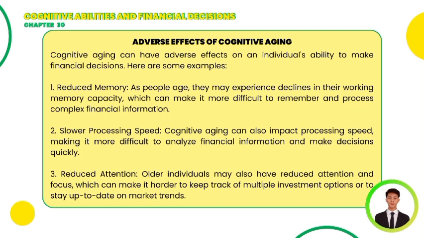Second is slower processing speed. Cognitive aging can also impact processing speed, making it more difficult to analyze financial information and make decisions quickly. This can lead to missed opportunities and delayed reactions to market changes. Third is reduced attention. Older individuals may have reduced attention and focus, which can make it harder to keep track of multiple investment options or to stay up to date on market trends. This can make it more difficult to make informed investment decisions.